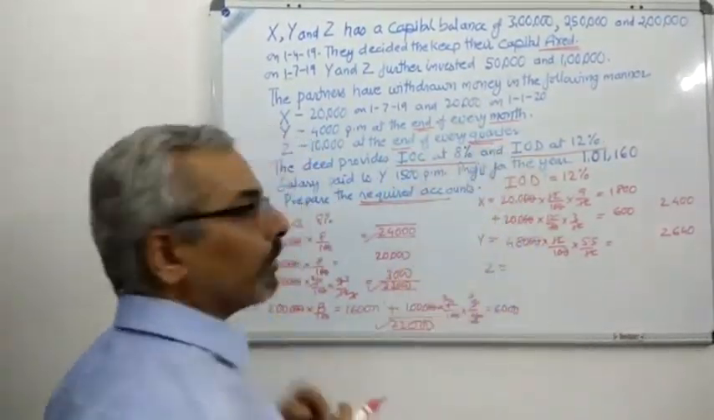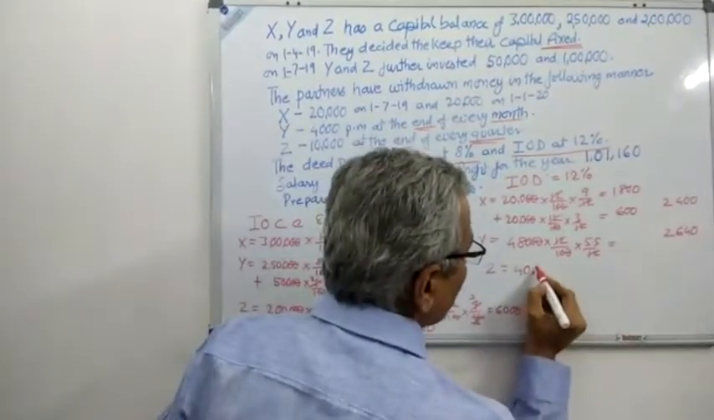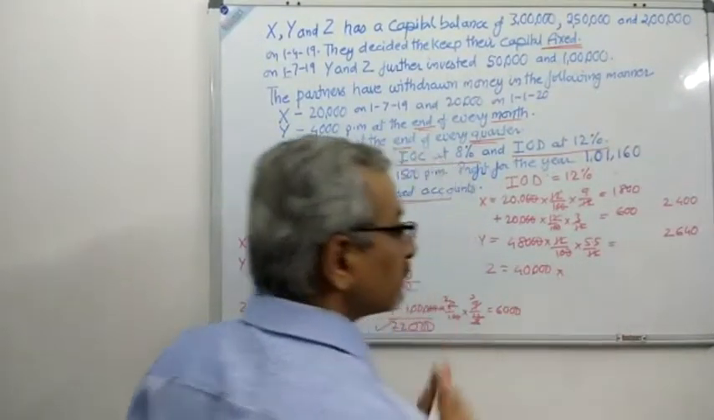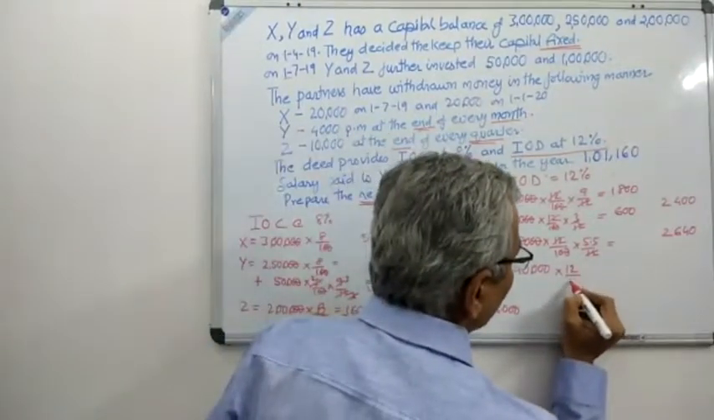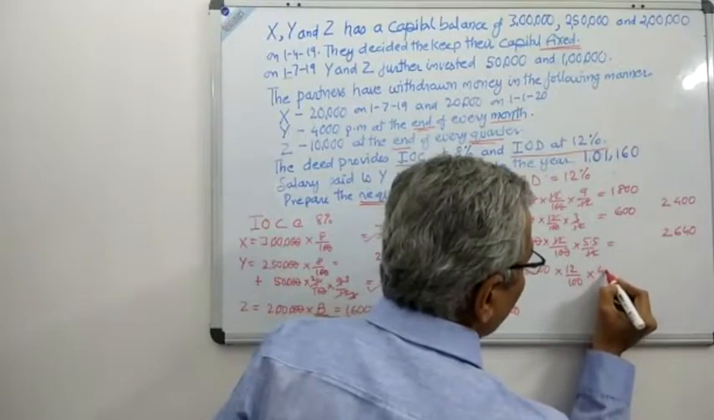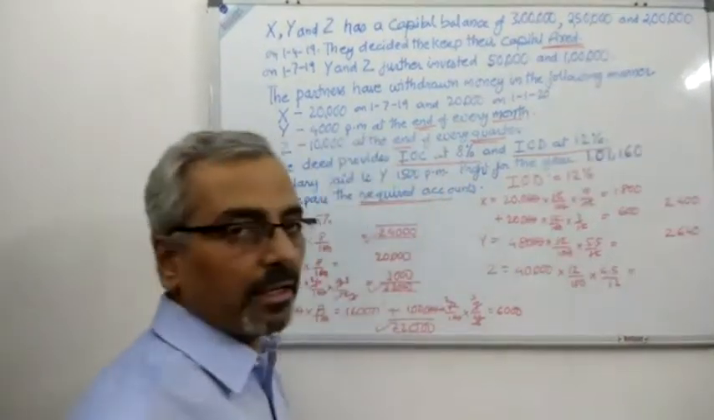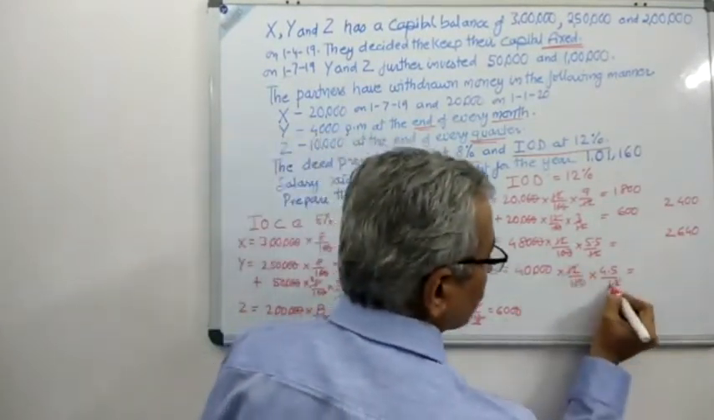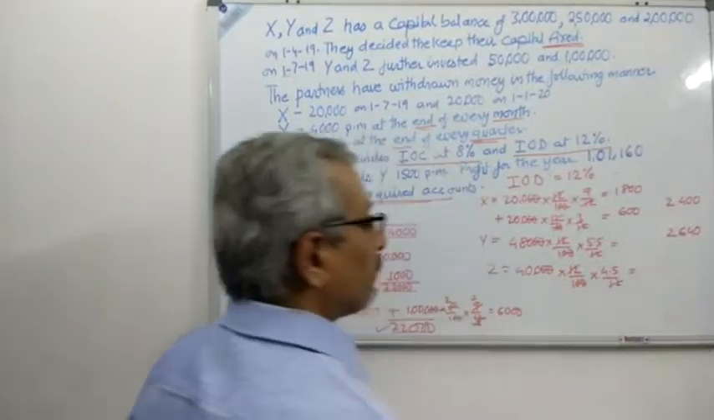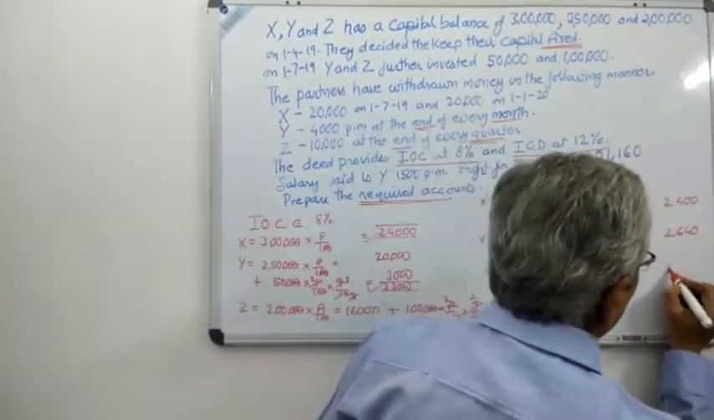Now we have Z, the last partner, 10,000 at the end of every quarter. So there are 4 quarters. Total drawings is 40,000. Please see very carefully. The rate of interest is 12%. And if it is drawn at the end of every quarter, 4.5 months interest will be taken into consideration. Now let us cancel, and we are left with 400 into 4.5, which gives us a value of 1,800.